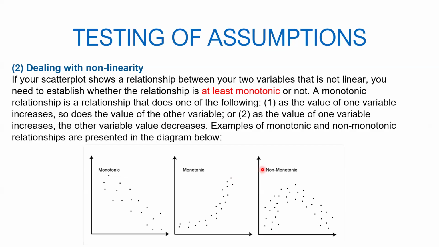In the third figure, this is an example of a non-monotonic trend. It's not linear because the trend is parabolic, and it's non-monotonic because we don't see only one trend. As we go from left to right, it increases, and then from this point forward, as we move to the right, it decreases. So there are two trends, not just one. This scenario is a non-monotonic relationship. So when we say at least monotonic, it may be linear or non-linear, as long as it is monotonic, or there is only one trend.